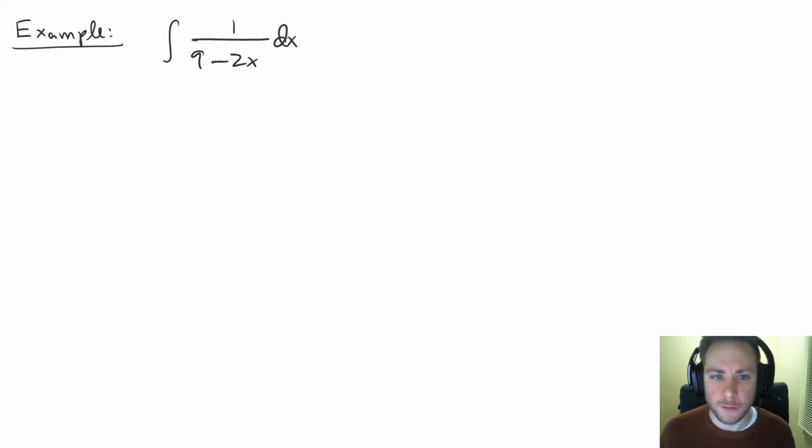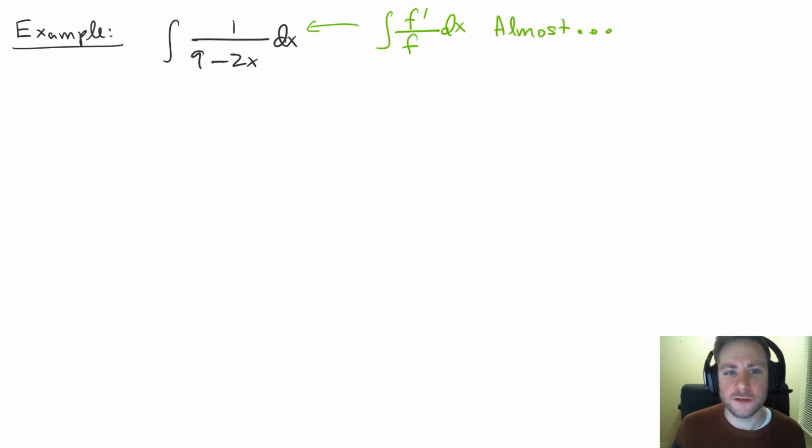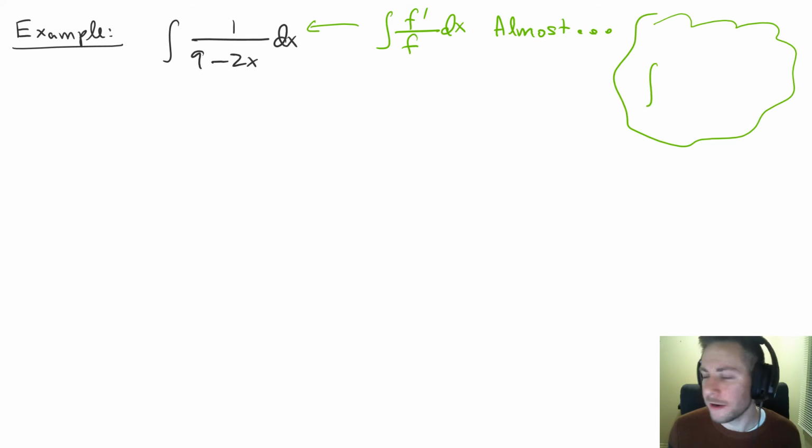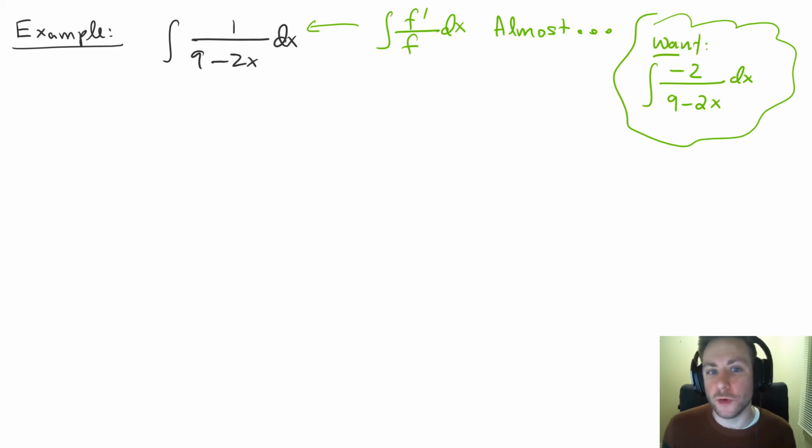Here's another example. We notice here the denominator is a linear function, and the derivative of a linear function is a constant. So it's worth asking, is this of the form f prime over f? And the answer is almost. In this case, our denominator is 9 minus 2x, and the derivative of that is negative 2. So this is the integral we wish that we had, but unfortunately, it's not the one we actually have.